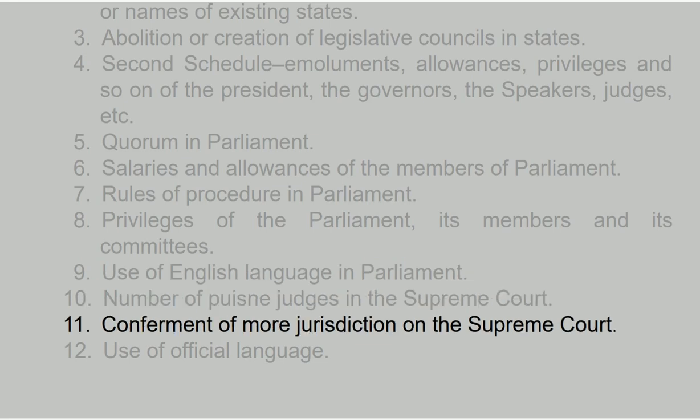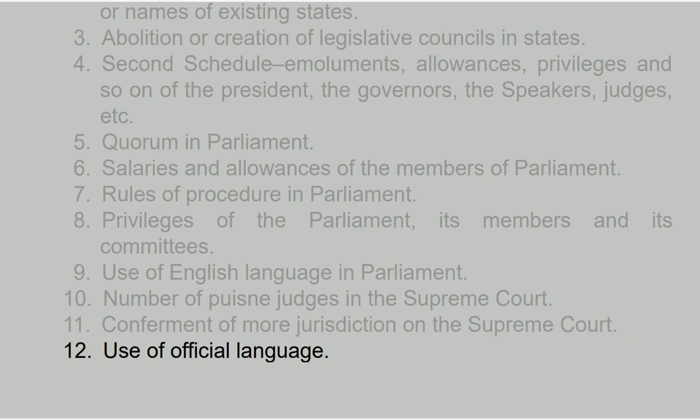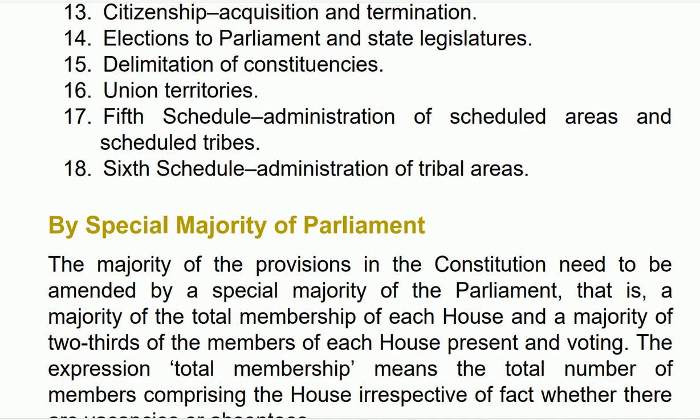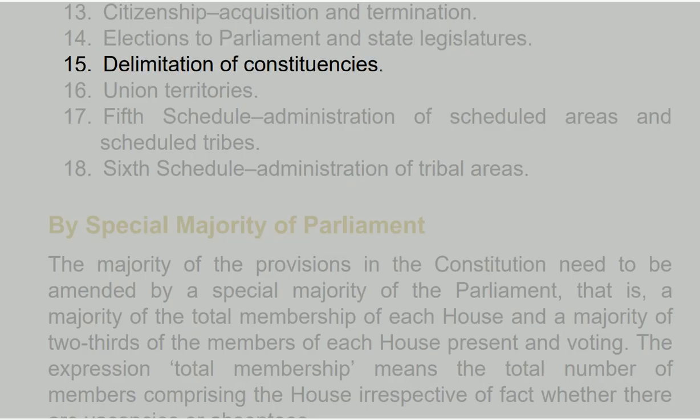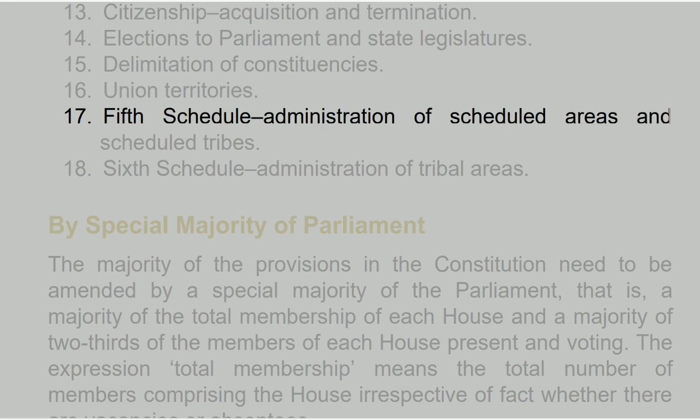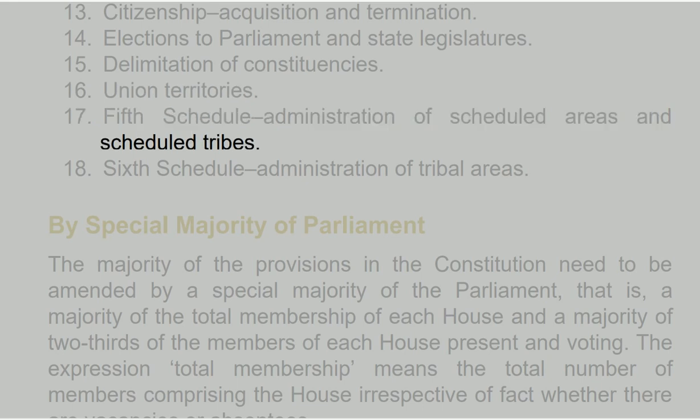11. Conferment of more jurisdiction on the Supreme Court. 12. Use of official language. 13. Citizenship: acquisition and termination. 14. Elections to Parliament and state legislatures. 15. Delimitation of constituencies. 16. Union territories. 17. Fifth Schedule: administration of scheduled areas and scheduled tribes. 18. Sixth Schedule: administration of tribal areas.